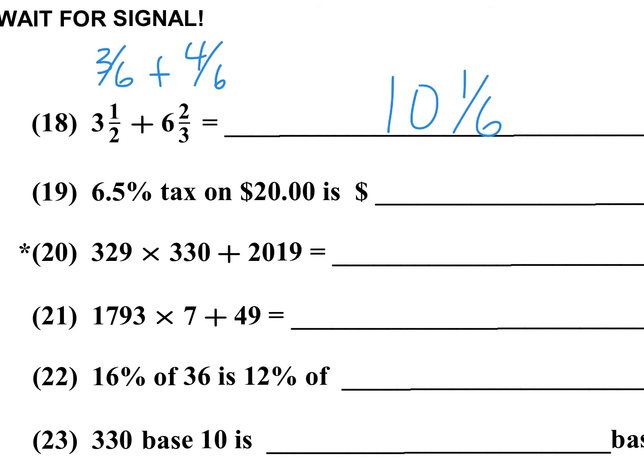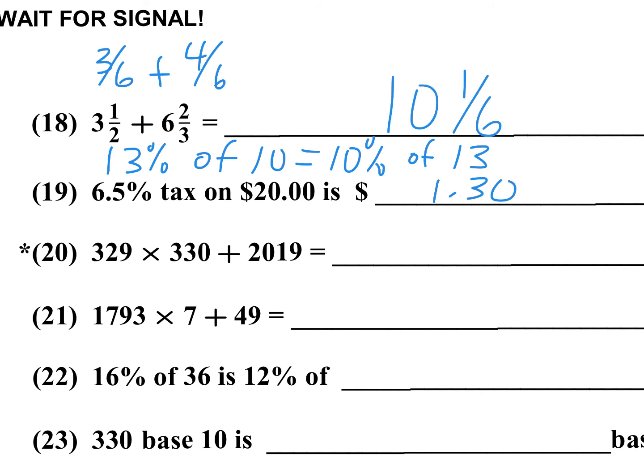Number 19, 6.5% tax on $20. So you're going to multiply 6.5% times 20, and you can actually double and half. If I double this, this would be 13% of, double this and half that, that'd be 10, which is the same thing as 10% of 13. 10% of 13. So 10% of 13 is $1.30.